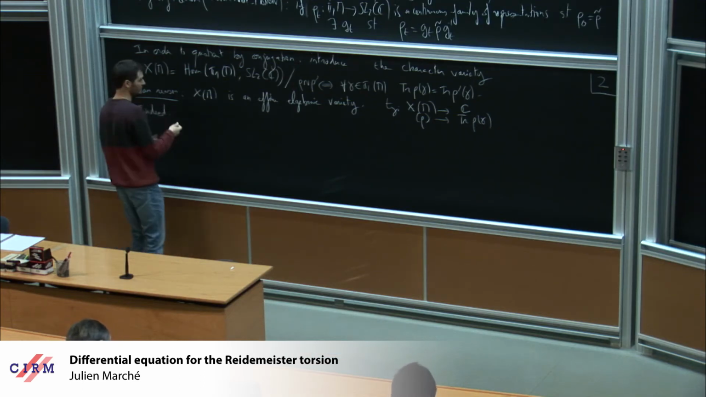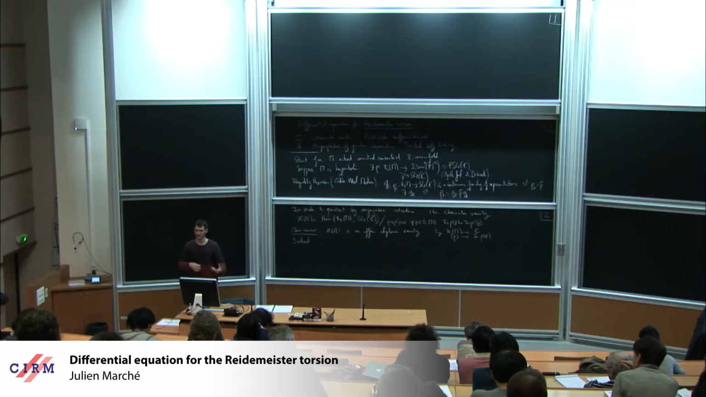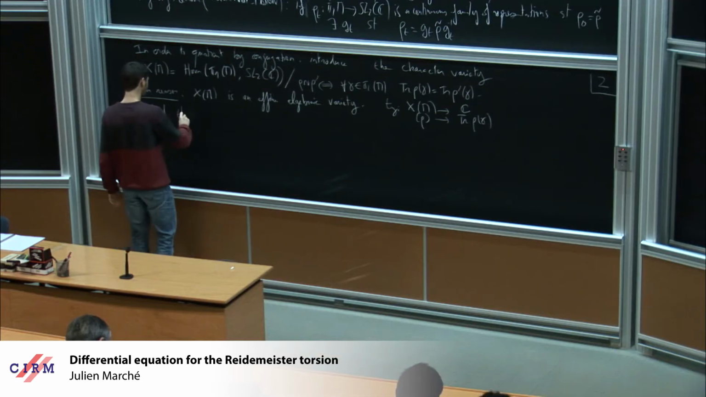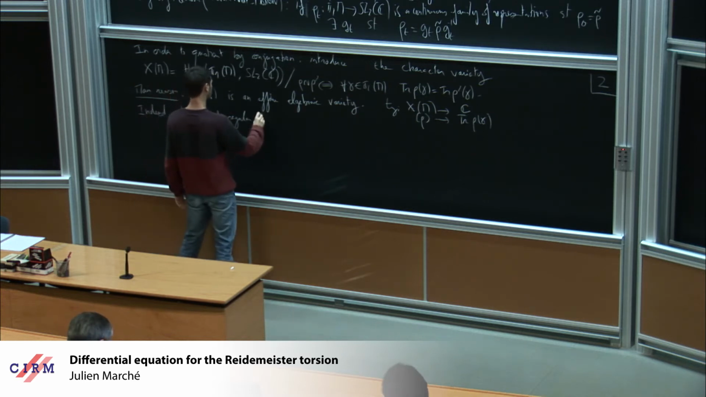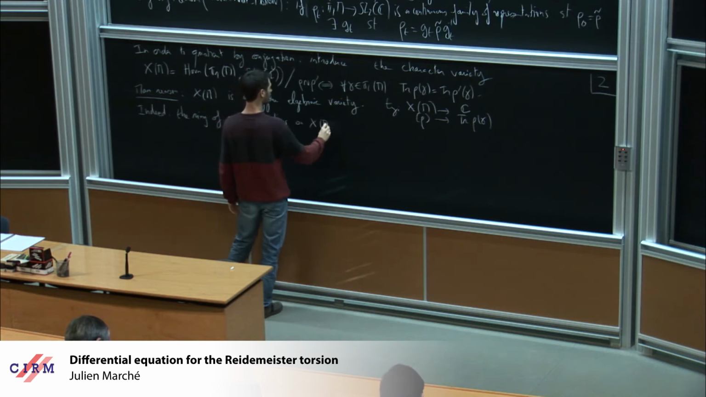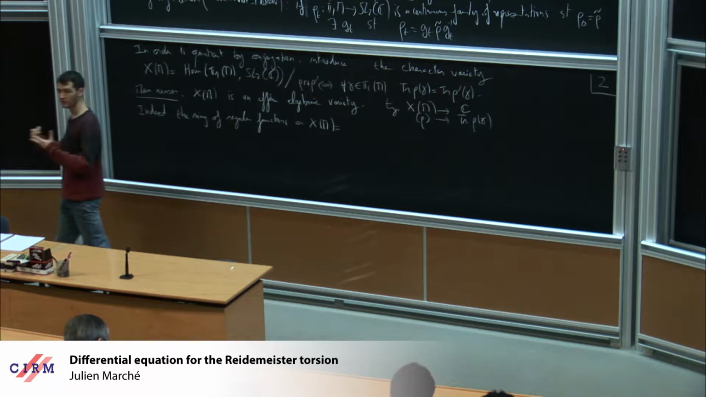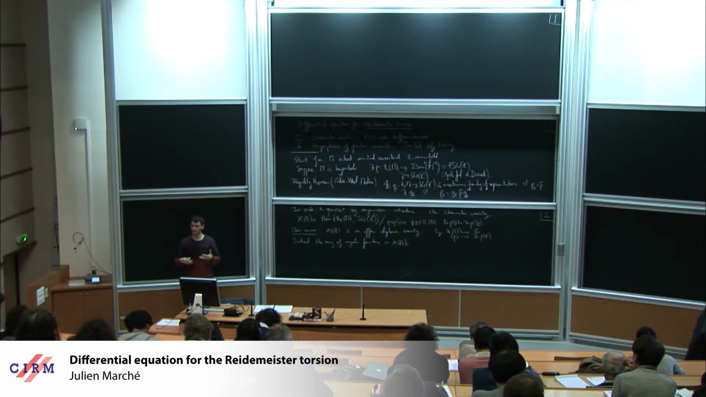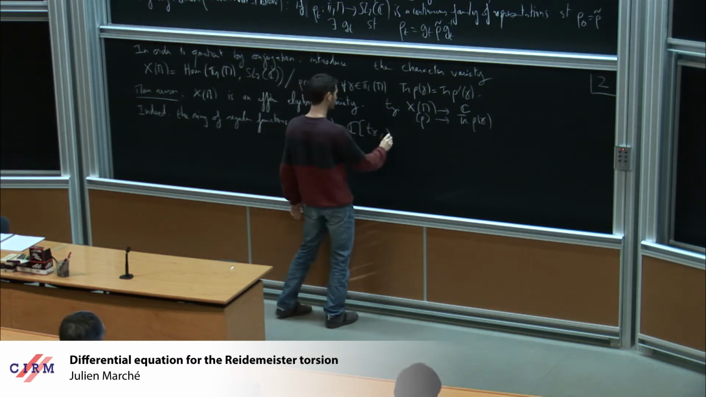Indeed, we can prove that. I didn't really define X of M the right way, I made a quick definition, so I cannot really write a theorem here. But indeed, the ring of regular functions on X of M is exactly generated by these trace functions. So any regular function is a polynomial in trace functions. It's the polynomial algebra generated by all these elements here.